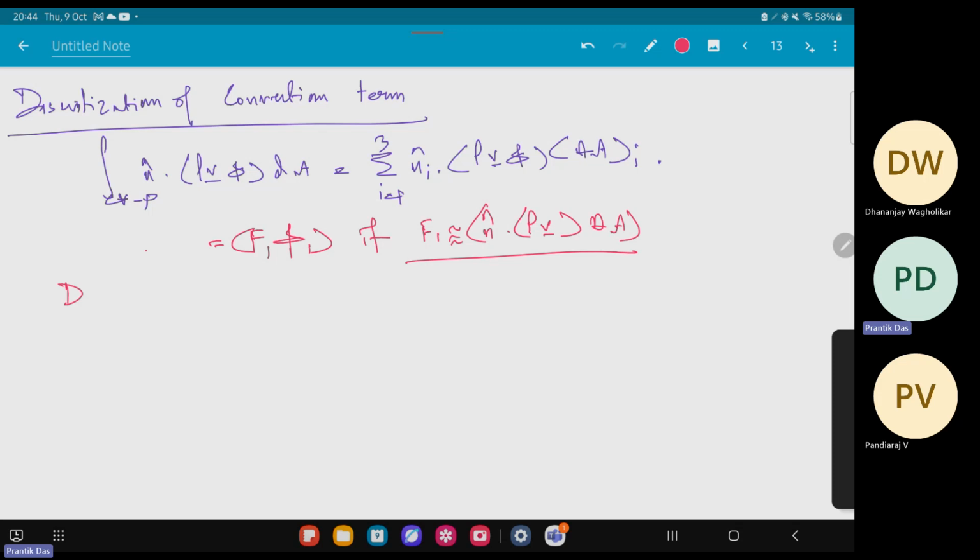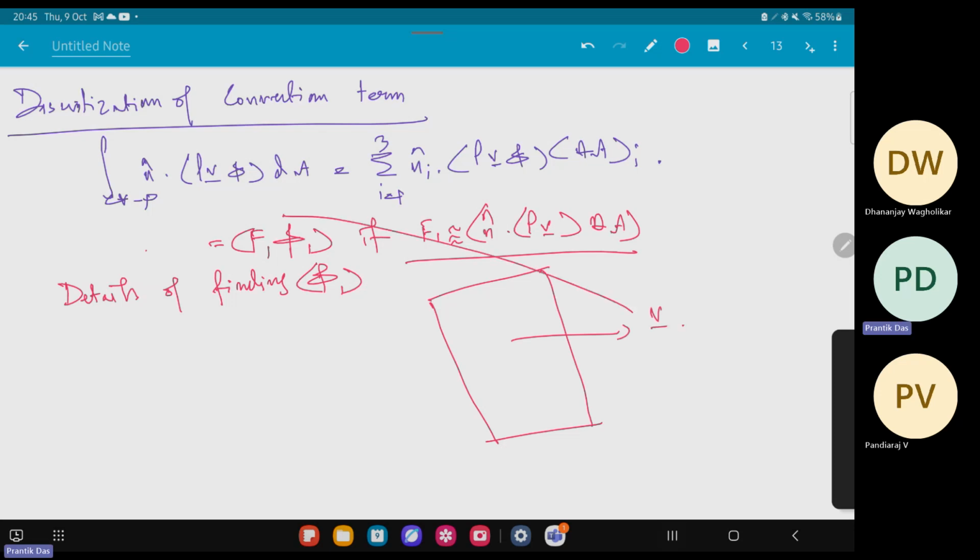So details of finding phi 1, seeing F1 is constant because of conservativeness, it is a constant velocity. So your velocity along this direction is basically constant. Then from there you can find out F1. So details of finding phi 1 will depend on the chosen discretization.